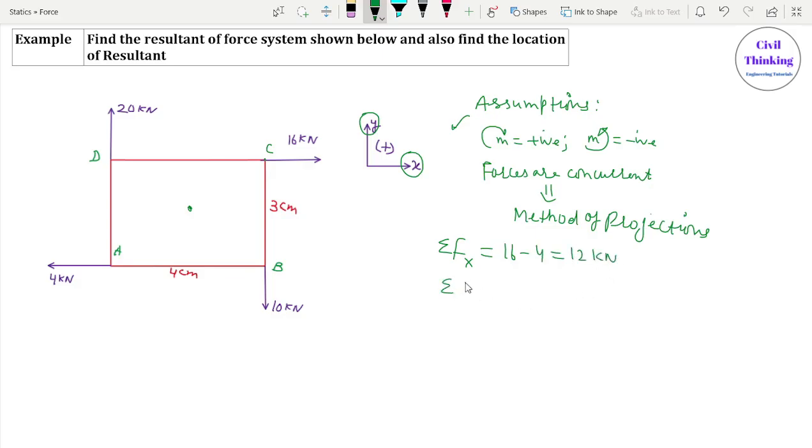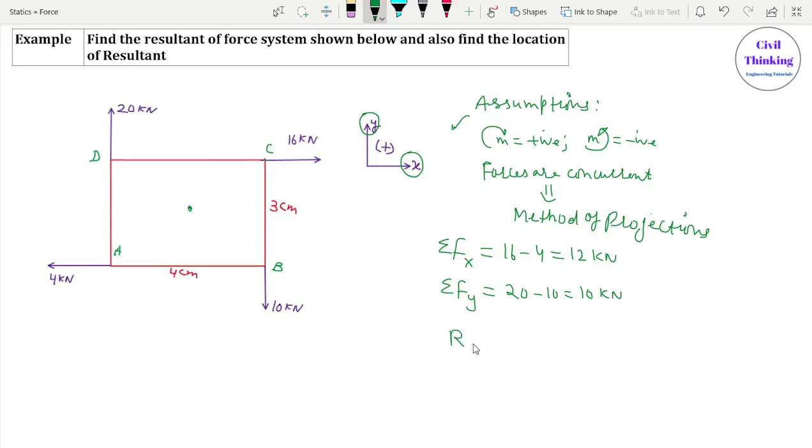Similarly, we will find the summation of all the forces in the y direction. Now in the y direction, we have 20 kilonewton and 10 kilonewton. Now 20 is upwards, so it is positive. 10 is downwards, so it is negative. So the net force along the y-axis is 20 minus 10, which is 10 kilonewton, okay?